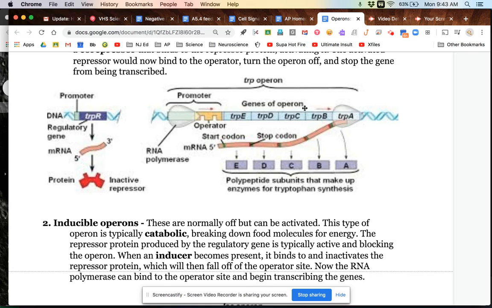Look at the direction of the red arrows. It can zip on down this operon and transcribe the mRNA that will go to the ribosome and make the polypeptide subunits that produce the enzyme. So right now, this enzyme is present in the bacteria. The trp operon is on.